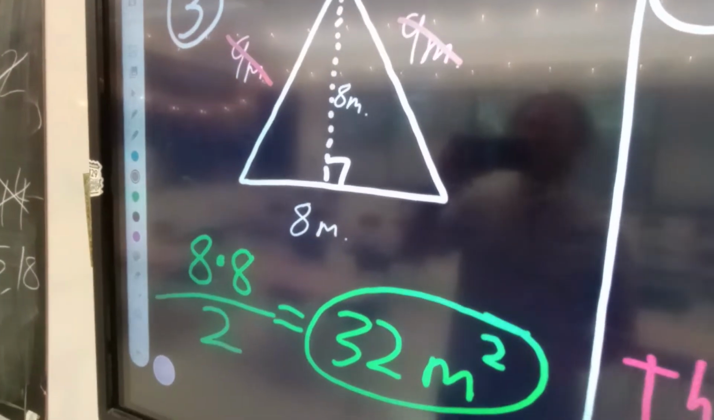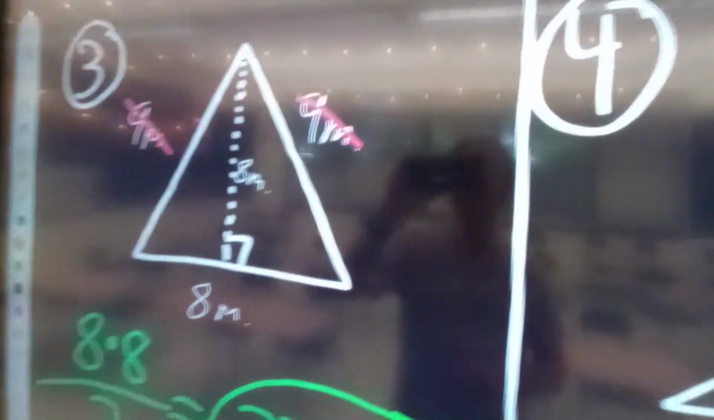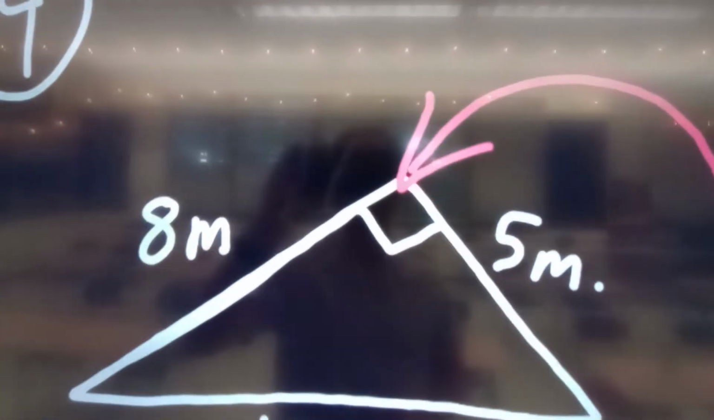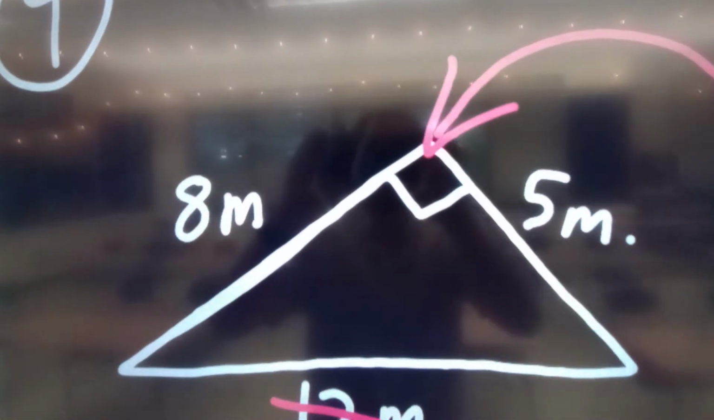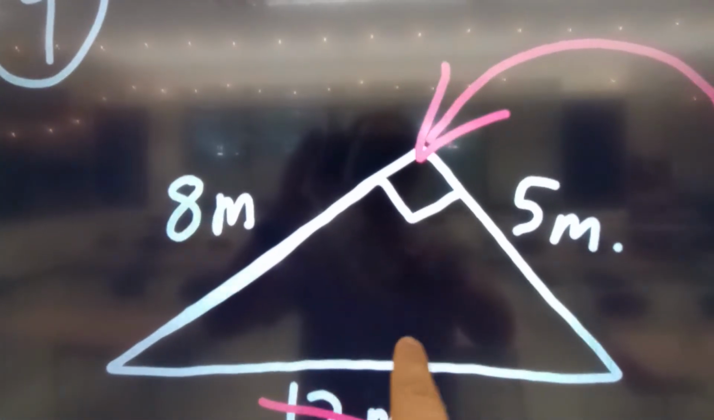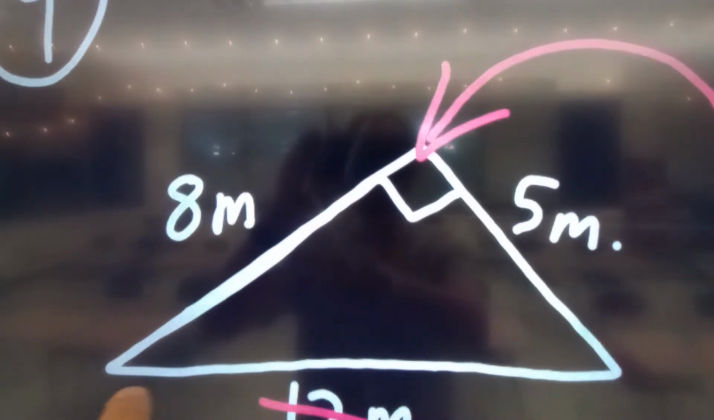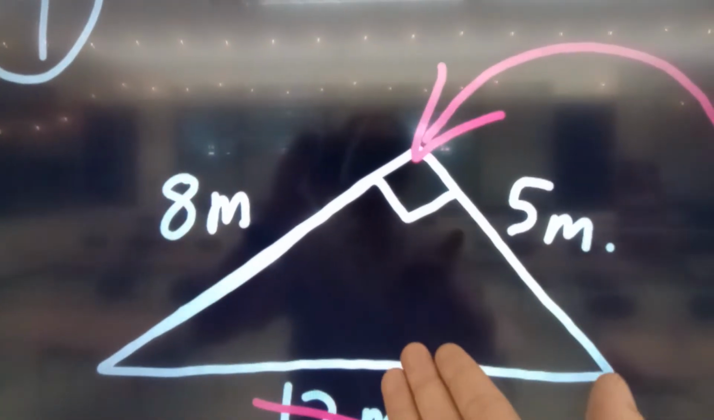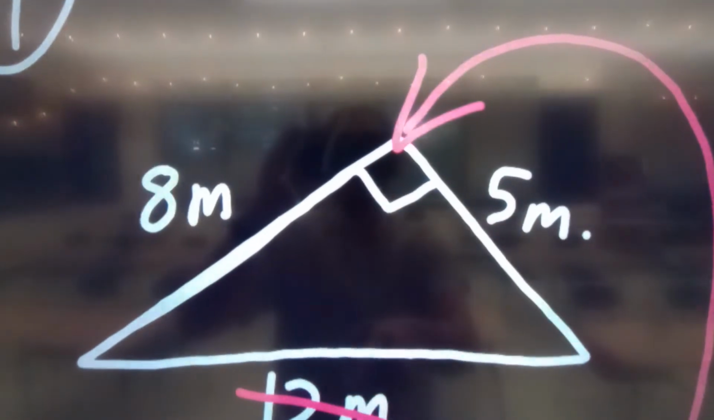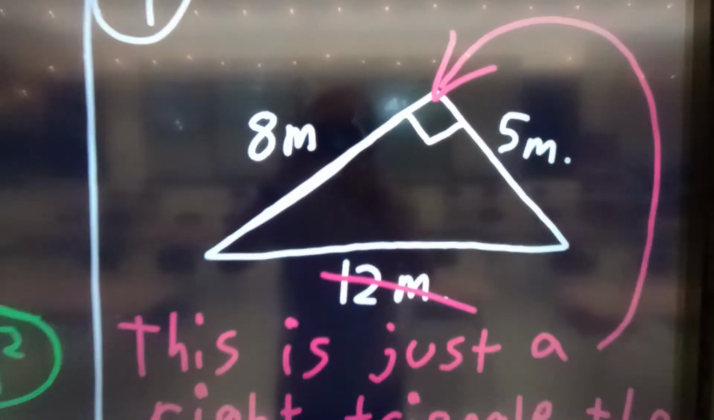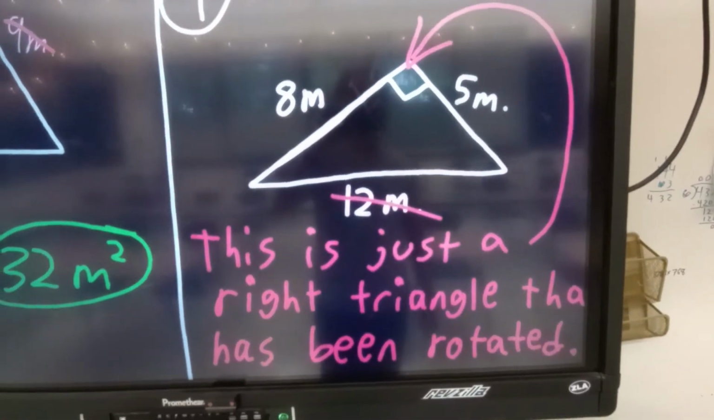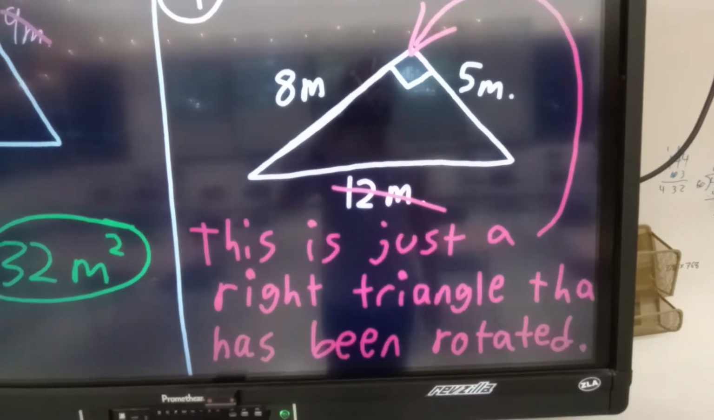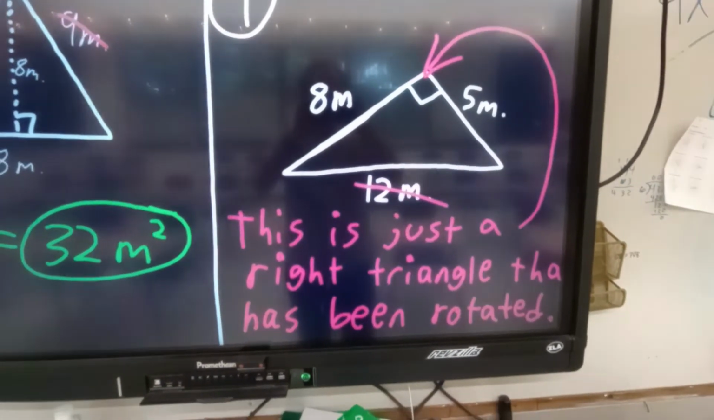Now, our last shape is another right triangle, but it's been rotated. Oftentimes, I'll show students this shape, and they will think, oh, well, the height must be down here. The base is down here, and there's no height. Mr. Altamir lied to me. There's no height. No, I didn't. That 12 is the diagonal line. This is just a right triangle that has been rotated.